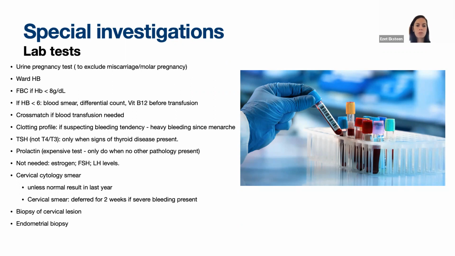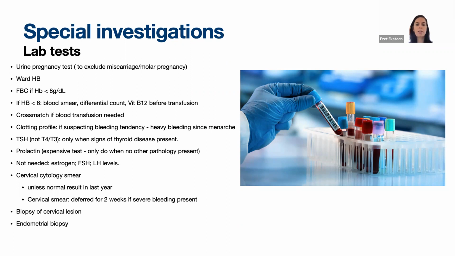So then it's important to do your blood smear, differential count, and vitamin B12 levels before you transfuse the patient. Because after transfusion, your blood results become distorted, or you actually see the transfused blood's results instead of the patient's bloods. Cross-match will usually be done if a patient needs a transfusion. Then you can consider doing a clotting profile for a patient where you suspect a bleeding tendency.